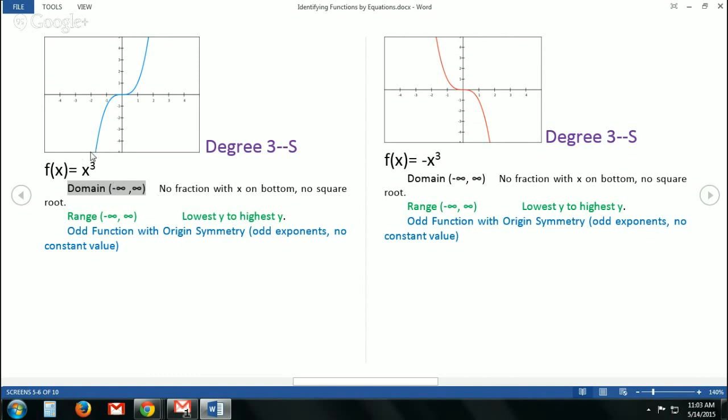The lowest y, it's going down forever right here. So negative infinity is our low y. Positive infinity is our high y up here. So the range is negative infinity to positive infinity.